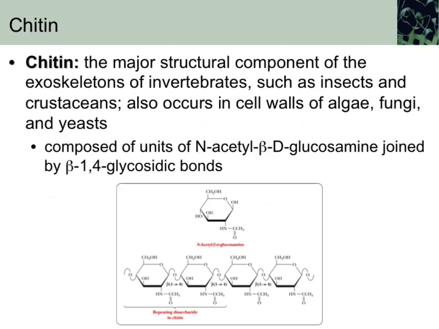Other things that can pop up for your polysaccharides: chitin. It's the exoskeleton of your insects. These need to be much more rigid. So what we're going to start to see in these is more hydrogen bonding, stronger interactions between those polymer chains.